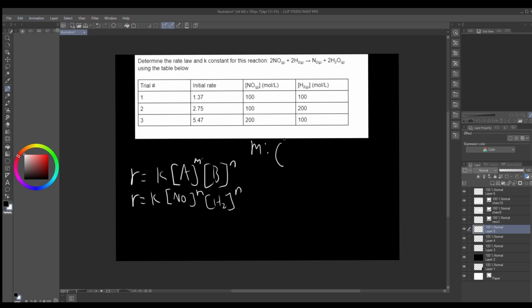So what we would do is 200 over 100 to the power of m equals 5.47 divided by 1.37. So basically we're using trial number 3 divided by trial number 1. So we get 2 to the m equals, and if that is not 4, it's not going to be easy to do this. We can estimate it to 4. So then that means that m equals 2.